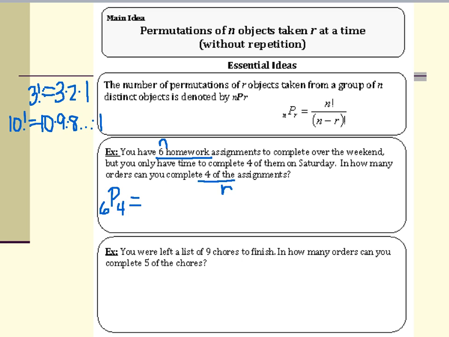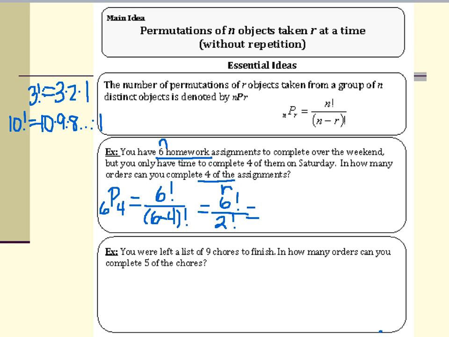So that is 6 factorial over 6 minus 4 factorial. So 6 factorial over 6 minus 4 is 2 factorial. So I'm just going to write this out. You could put it in your calculator at this point, but I want to show you a little bit more so you understand a little better here.